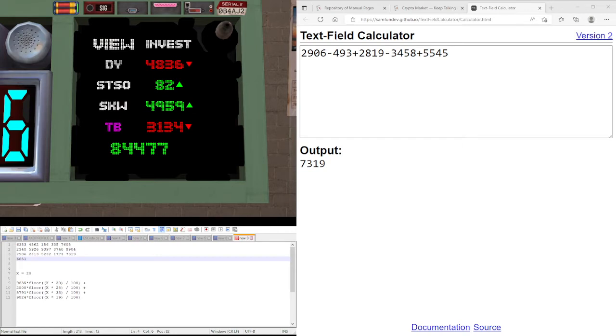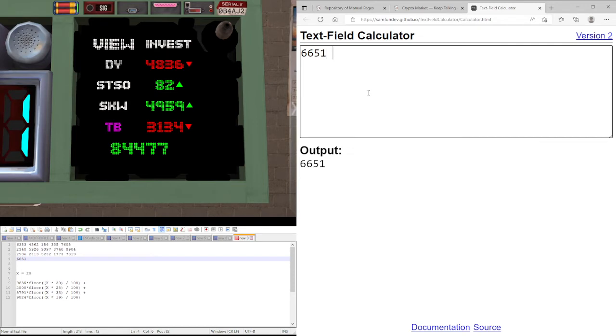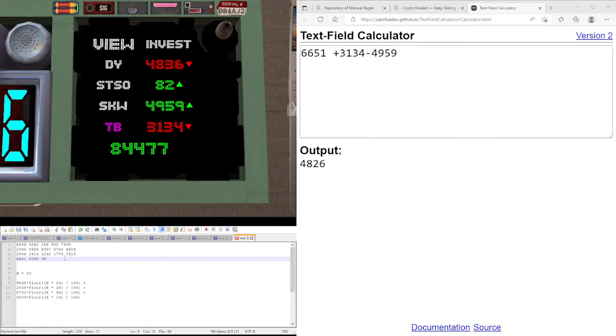And finally, I'm going to add this one. We're going to minus this one. We're going to minus 82. And we're going to add this one.